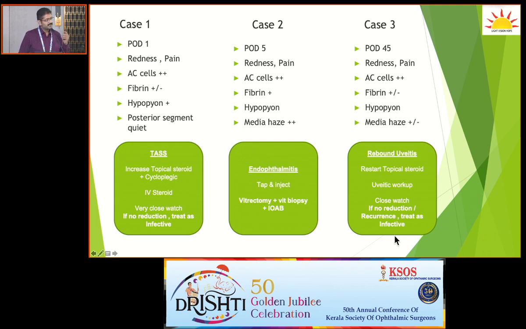The second case definitely looks like an endophthalmitis: either tap and inject or directly go for a vitrectomy and clean the job. The third case is, many times once the patient stops the topical steroids, they might come with rebound uveitis. So restart the topical steroids with the cycloplegic. If there is any history suggesting that the patient has a history of uveitis, start oral steroids and do a uveitic workup. But again, in such cases, you have to keep the element of delayed endophthalmitis in your mind. So if with the close watch you feel that it's not improving with treatment, take it as infective and treat it as endophthalmitis.